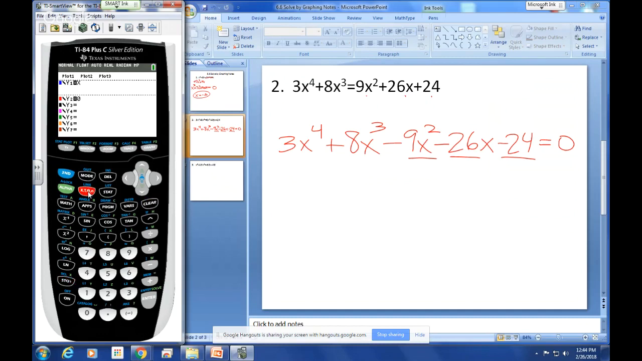3x to the 4th, plus 8x to the 3rd, minus 9x squared, minus 26x, minus 24. So this has a power of 4. So I'm going to have to go looking for 4 solutions.